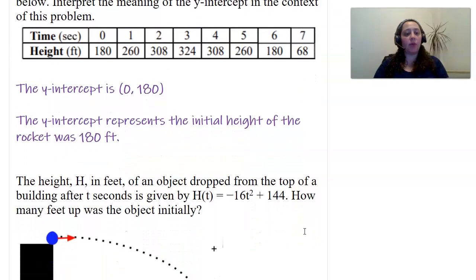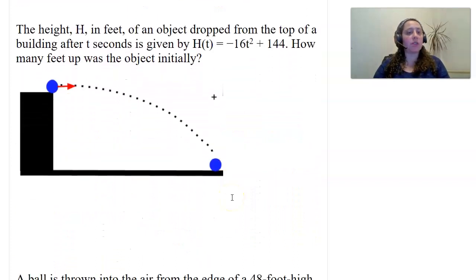Let's do another example given an equation. This question says the height h in feet of an object dropped from the top of a building after t seconds is given by h(t) = -16t² + 144. How many feet up was the object initially? So when we see this word initially, that tells us we're looking for the y-intercept. The y-intercept in an equation is the number with no variable. So our y-intercept here is 144.